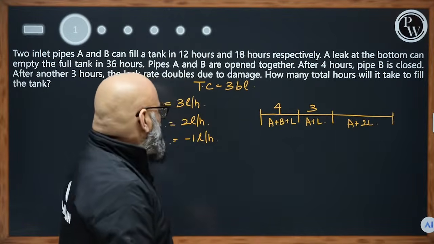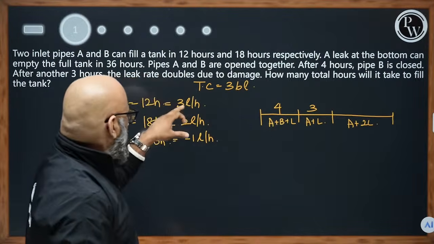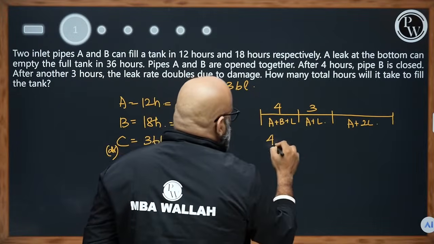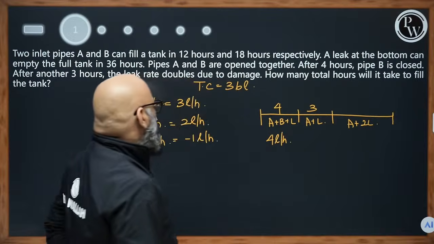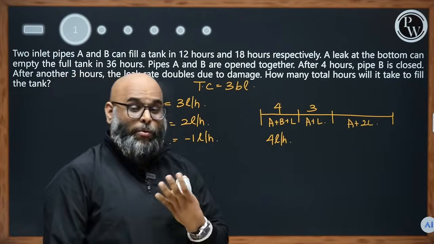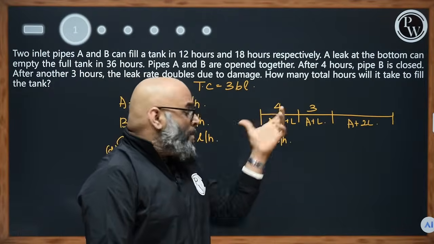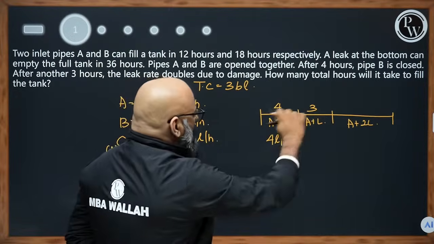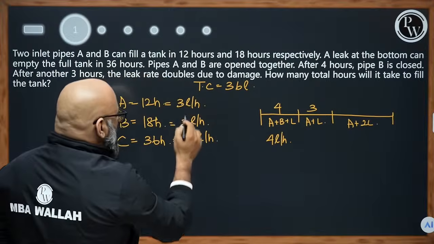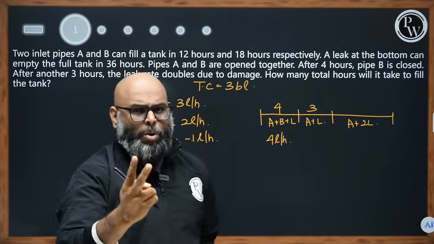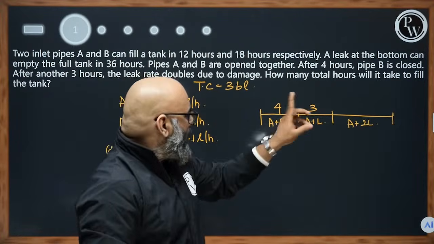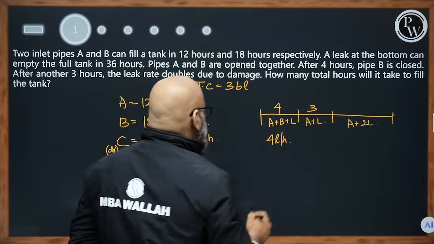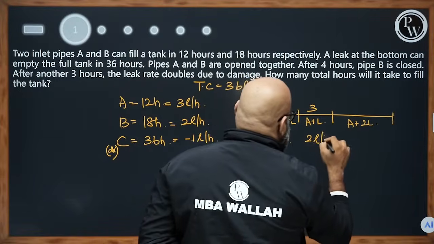Done. So A plus B plus L, 3 plus 2 minus 1 for 4 hours. It has been 4 liters per hour. 3 plus 2, 5 minus 1, 4. So for 4 hours, we have been filling it at the rate of 4 liters per hour. Done. Next for 3 hours, 3 minus 1, that's 2 liters per hour. And in that way, it has been operating for 3 hours.